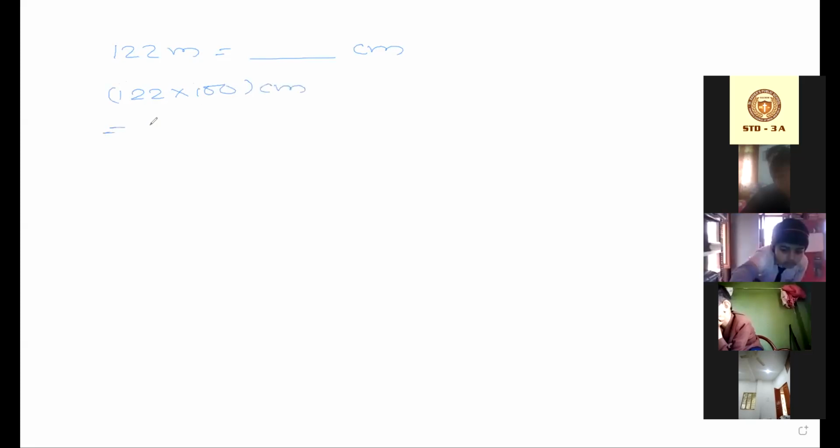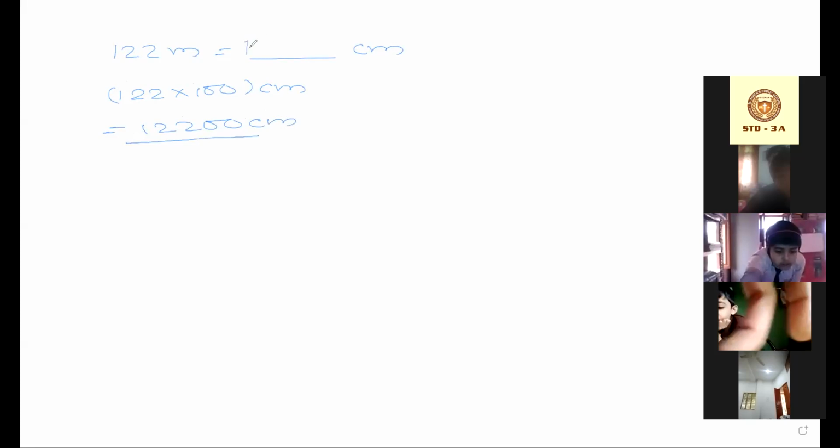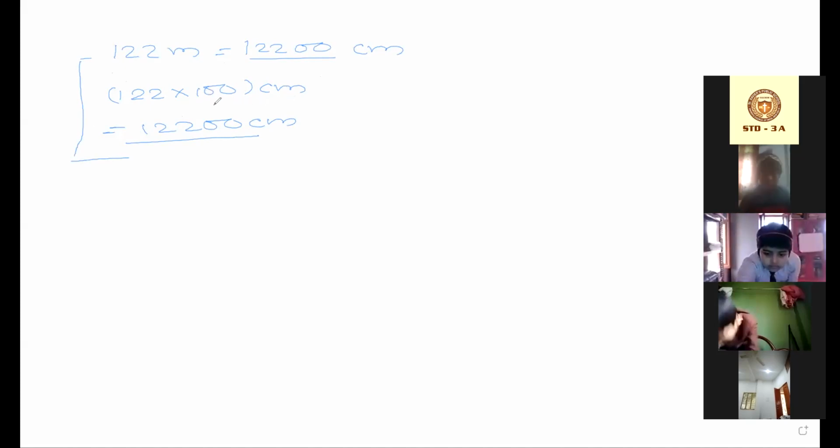What is given here is 122 meter. It has been asked to convert this into cm. To convert into cm, what do we do? Just multiply with 100. So 122 into 100 cm, so 12200 cm. So the answer is this, 12200. In the same process, the rest of the maths in question number 2 you can do in the same way. Just multiply with 100 because to convert meter into centimeter, we need to multiply with 100. Is that clear?